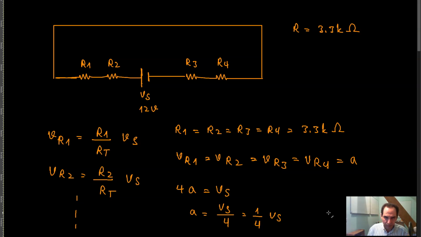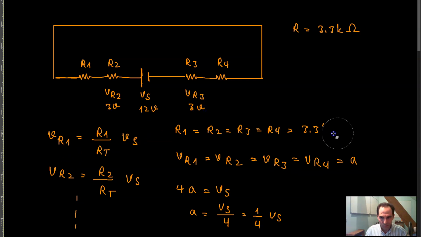So that means that the voltage drop across this resistor is 1/4 of the power supply voltage, meaning that 12 divided by 4 is equal to 3 volts, right? So the V of R2 is equal to 3 volts. And by the same logic, V of R3, for example, would be equal to 3 volts, right?